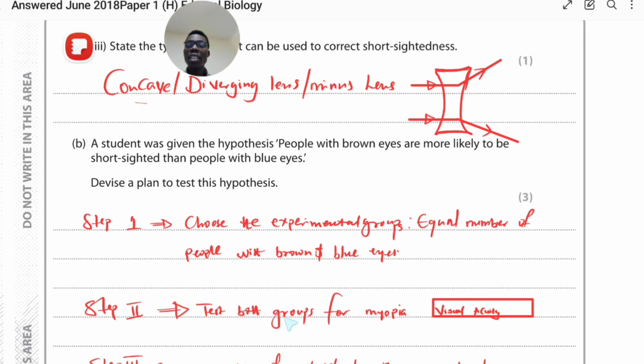Step 2, test both groups for myopia. So you're going to do something called visual acuity. Visual acuity is a test where you stand in front of a chart. Usually you start by covering one eye. Then the person will ask you to call out the letters you can see from a particular distance. That's a visual acuity test. You do that for the blue eye people and the brown eye people.